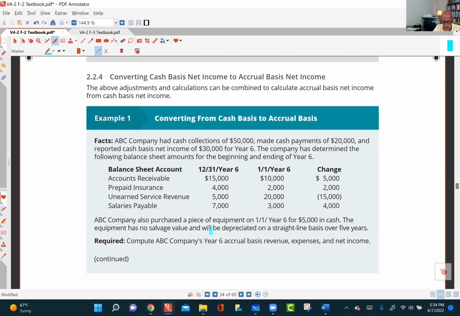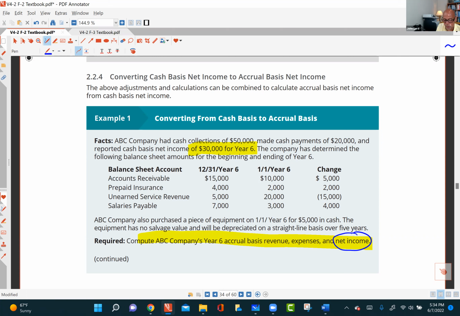Now, when you look at this question, they tell us that ABC company had cash collections of 50,000, made cash payments of 20,000, and recorded cash basis net income here of 30,000. Now, what am I going to do? Well, they want me to go ahead and compute the accrual basis revenue, expenses, and net income. I'm just going to focus, guys, on net income because we're going to look at some other problems that will deal with the revenue and expense.